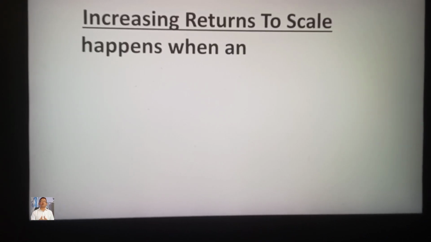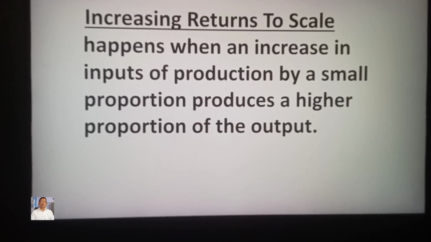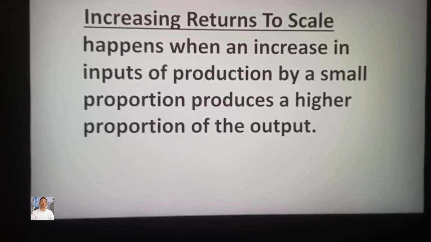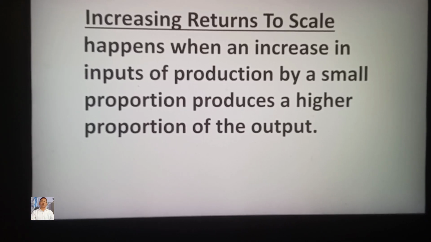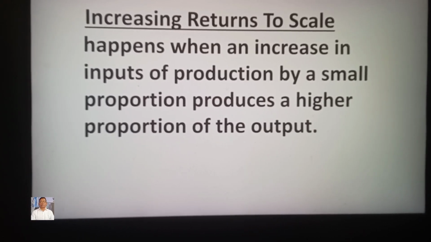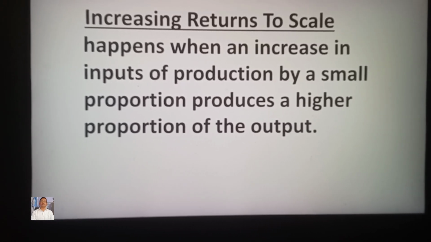Increasing return to scale happens when an increase in inputs of production by a small proportion produces a higher proportion of the output. For example, if the input is doubled, the production triples the output. Then we can say that the firm has experienced an increase in return to scale.